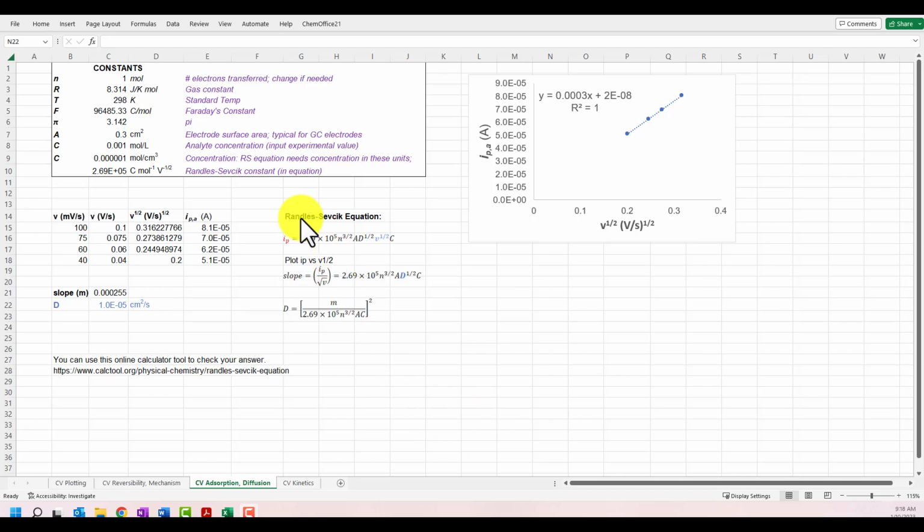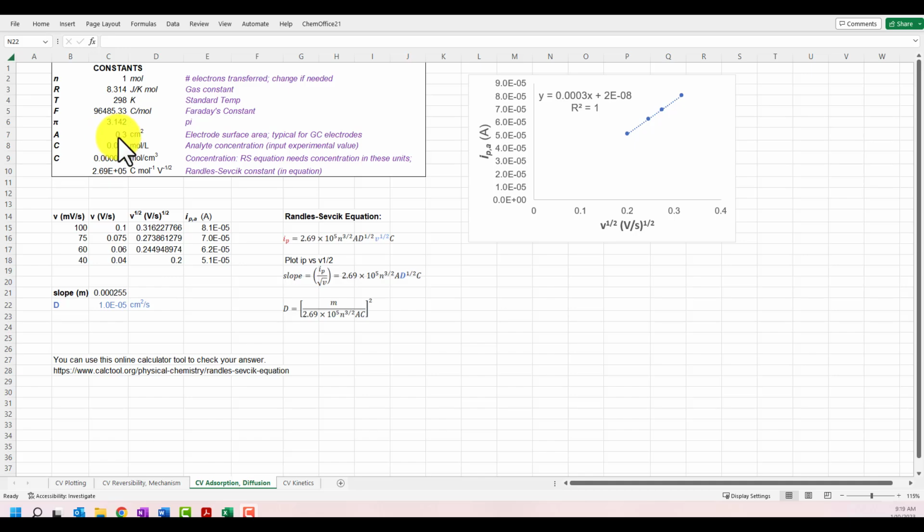That should make some sense, because if you look at the Randles-Sevcik equation, what it does is it relates the peak current passed in your circuit as a function of this big constant, which is a function of Faraday's constant and the gas constant and temperature, times the number of electrons transferred raised to 3/2. Here I have that as 1 electron, but if you have a 2 electron process, you would change this to 2, times A, which is the surface area of the electrode, which I've already input for you.